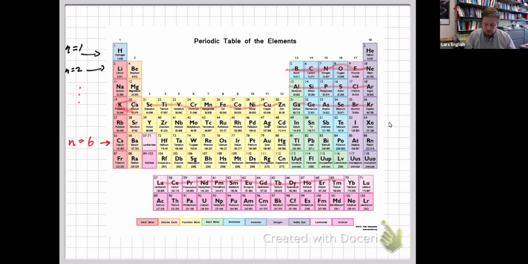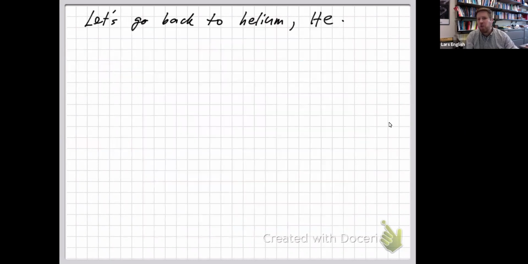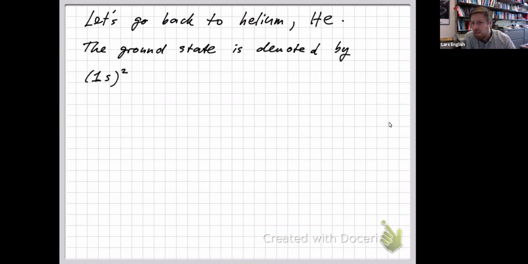Okay, so we want to go back to helium. There are a few things that we don't yet know about helium. We certainly know the ground state of helium, namely the 1s is completely filled, and the label that we attach to that is 1s with a superscript 2. The superscript just tells you how many electrons there are in that particular orbital. So there are 2 in that orbital, and that's the ground state.